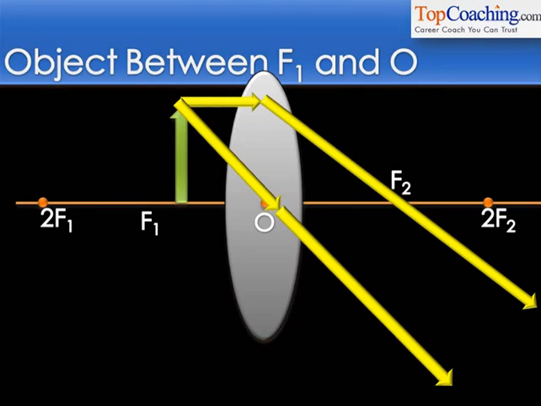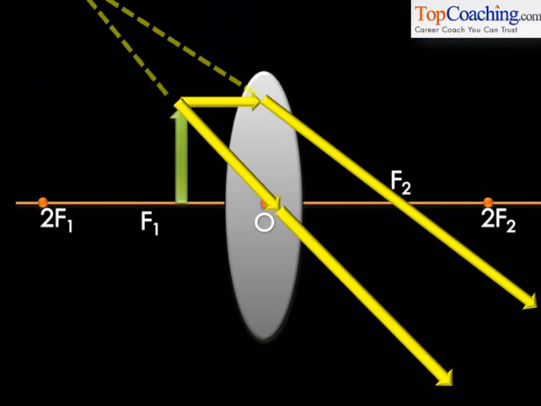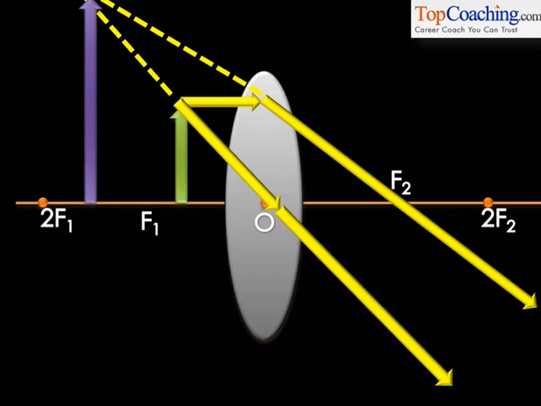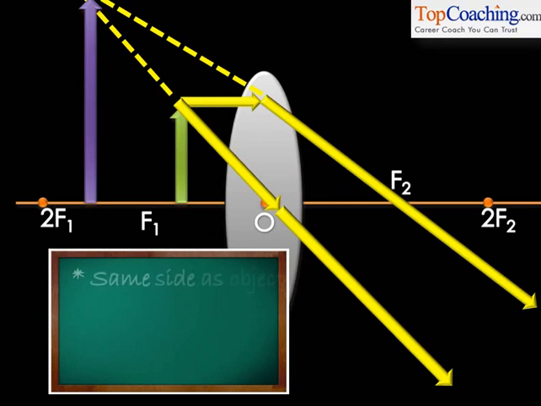Our brain, however, plays an interesting trick. It extends these rays backwards, something like this. And therefore, the brain observes an image here, something like this. So therefore, a virtual image is formed in this case. The rays do not meet in reality, but they meet when extended backwards. In this case, the image is virtual. It is on the same side as the object.